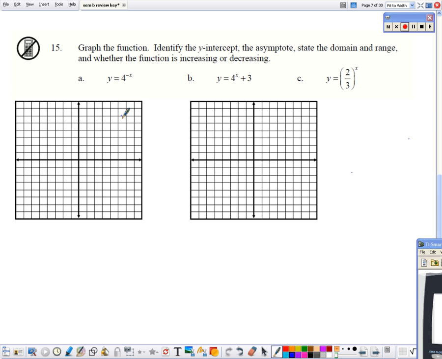So for 15, we're graphing exponential functions, and I'm going to rewrite this as 1 over 4 to the x. So thinking about our asymptote, no matter what I plug in for x, I will never get a value below 0. So my horizontal asymptote is at 0.